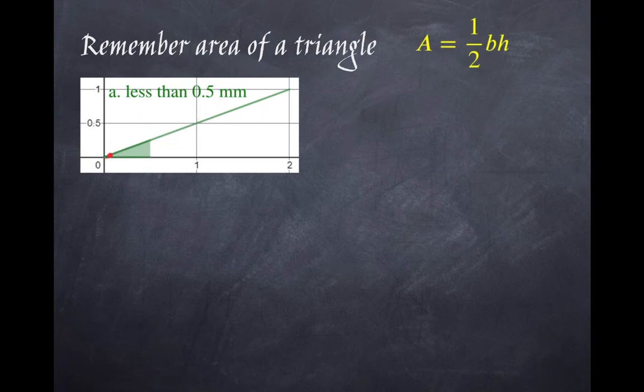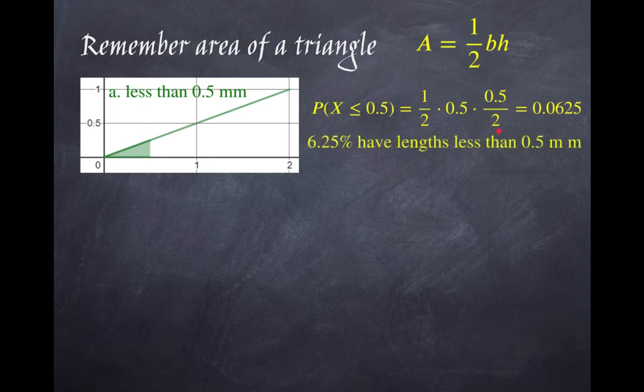We're going to take advantage of this being a nice line, so these areas are a nice triangle, so we need to just remember our formula for a triangle. Area is 1/2 base times height. We can get the area under the curve. So if we want the probability we're less than 0.5, the base is 0.5. The height is, this equation was again x over 2, so that's why we get 0.5 over 2. And we get 0.0625, or 6.25% have lengths less than 0.5 millimeters.